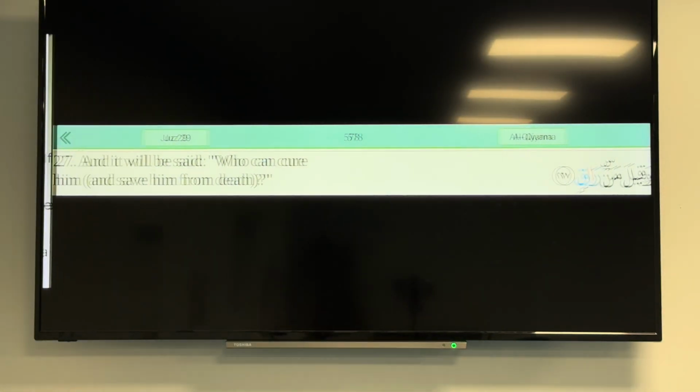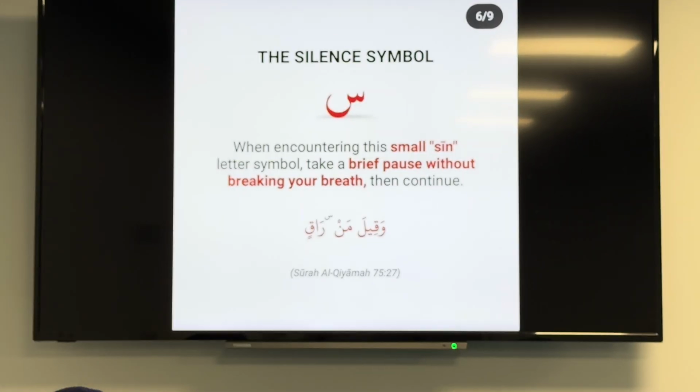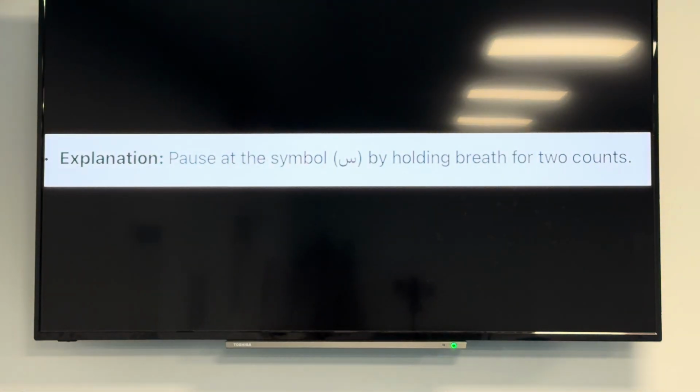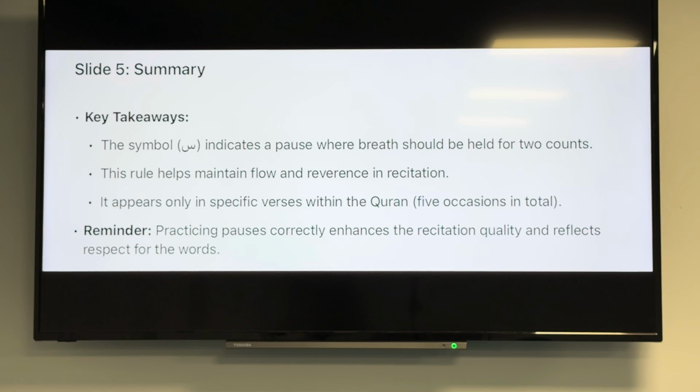For us, brothers, rather than the name, what is important is that when you see something, you should know the application that comes with it. Alright. So, brothers, to conclude, pause at the symbol by holding for 2 counts. We have looked at that one. Some of the important things that we can take away from this lesson is that this symbol indicates a pause where we should hold our breath for 2 counts.